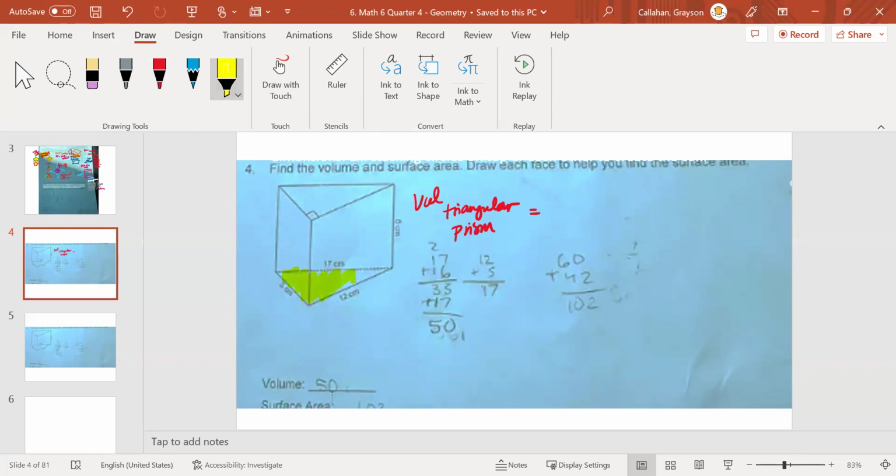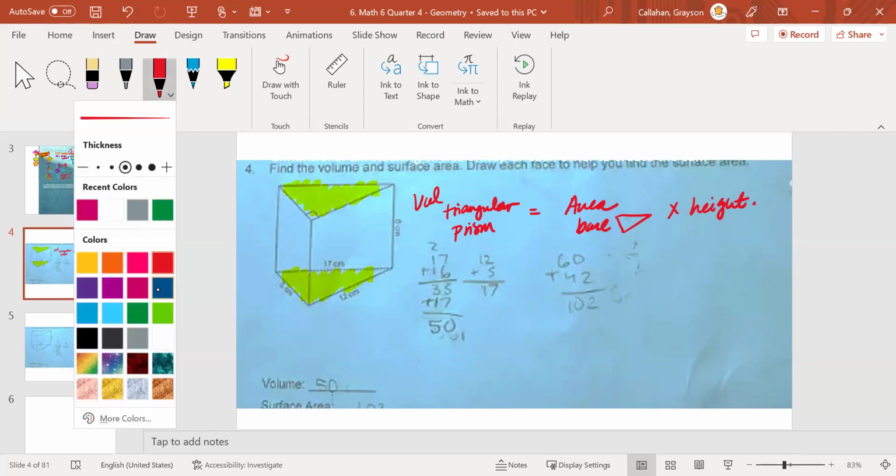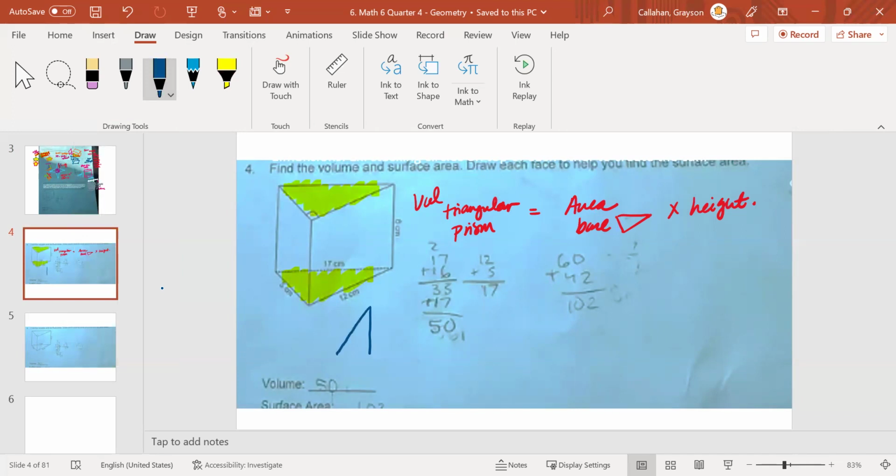Because there's 2 bases. Do you see how there's 1 base right here, and there's the same base on top and it's not pointy, right? So the way that you do this is you simply find the area of the base. And remember, your base is the shape of a what now? Triangle, times what? The height. So first things first, let's find the area of the triangle. So I'm just gonna rotate this triangle so it's a little bit easier to see, okay? This is 5, this is 12, that's 17.